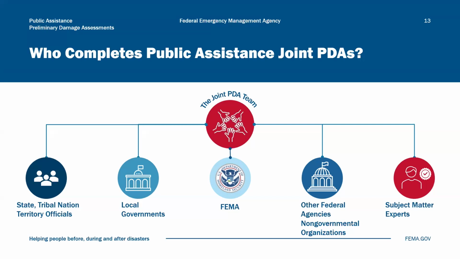After the joint PDA is complete, the governor will decide whether to request a presidential disaster declaration. Tribal nations can take on different roles depending on how they choose to request disaster assistance from FEMA. They also conduct initial damage assessments and may participate in the joint PDA. For more information about the flexible options for tribal nations, reference FEMA's Tribal Declarations Interim Guidance.